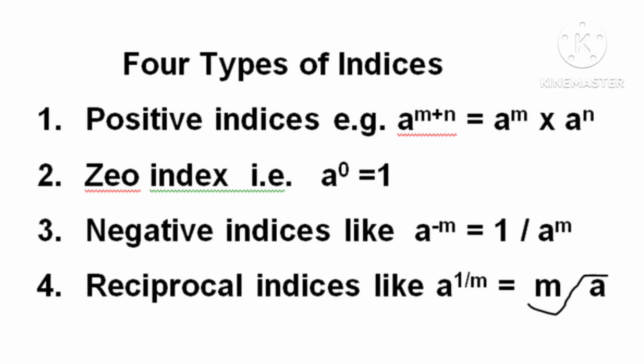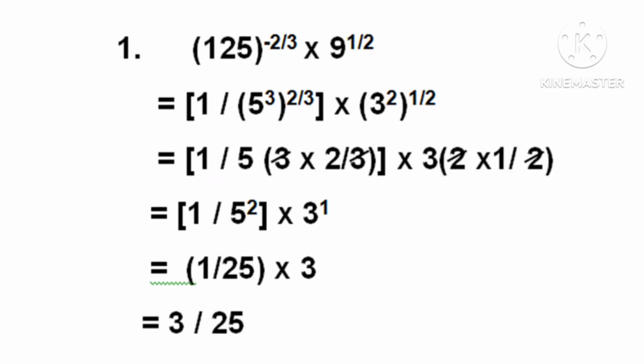Basically, you have to remember that there are 4 types of indices. 1. Positive indices like a raised to m plus n equal to a raised to m multiplied by a raised to n, etc. 2. Zero index, that is b raised to 0. 3. Negative indices like c raised to minus m equal to 1 slash c raised to m. 4. Reciprocal indices like d raised to 1 slash m equal to square root of d. Let us solve some problems.